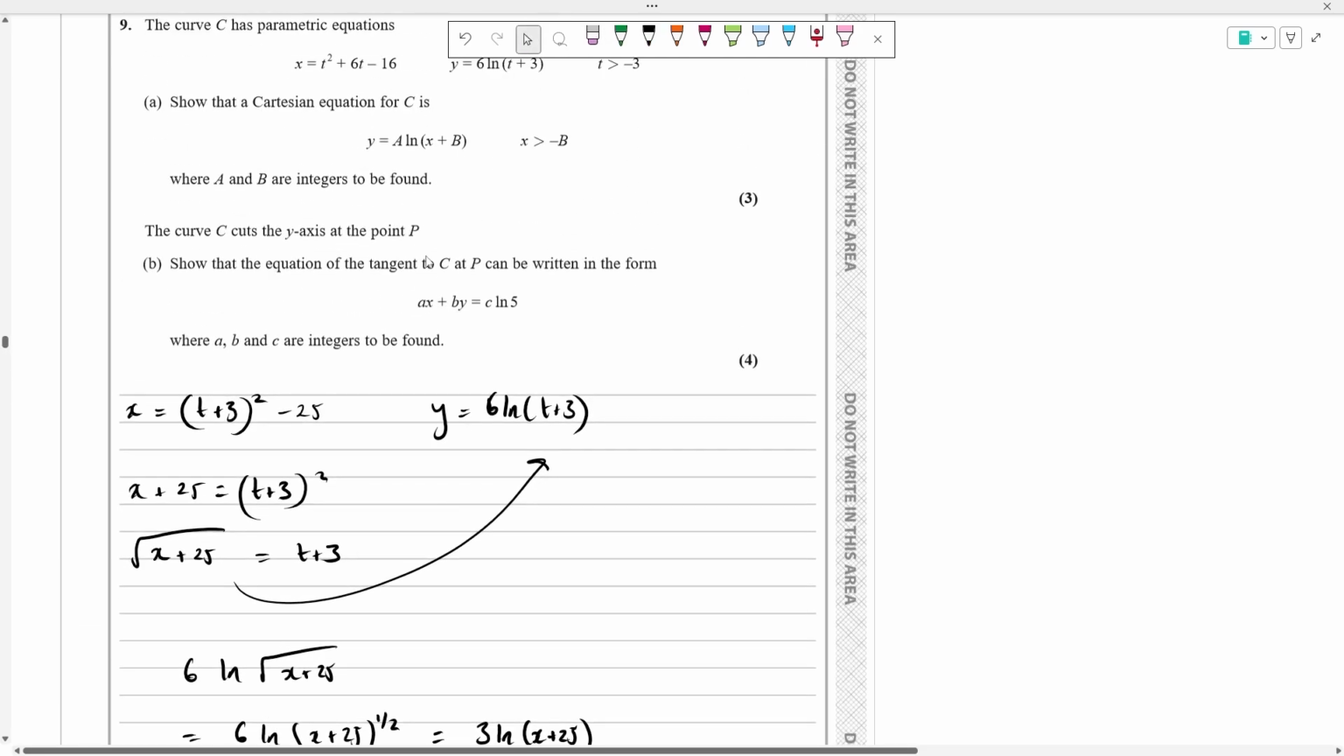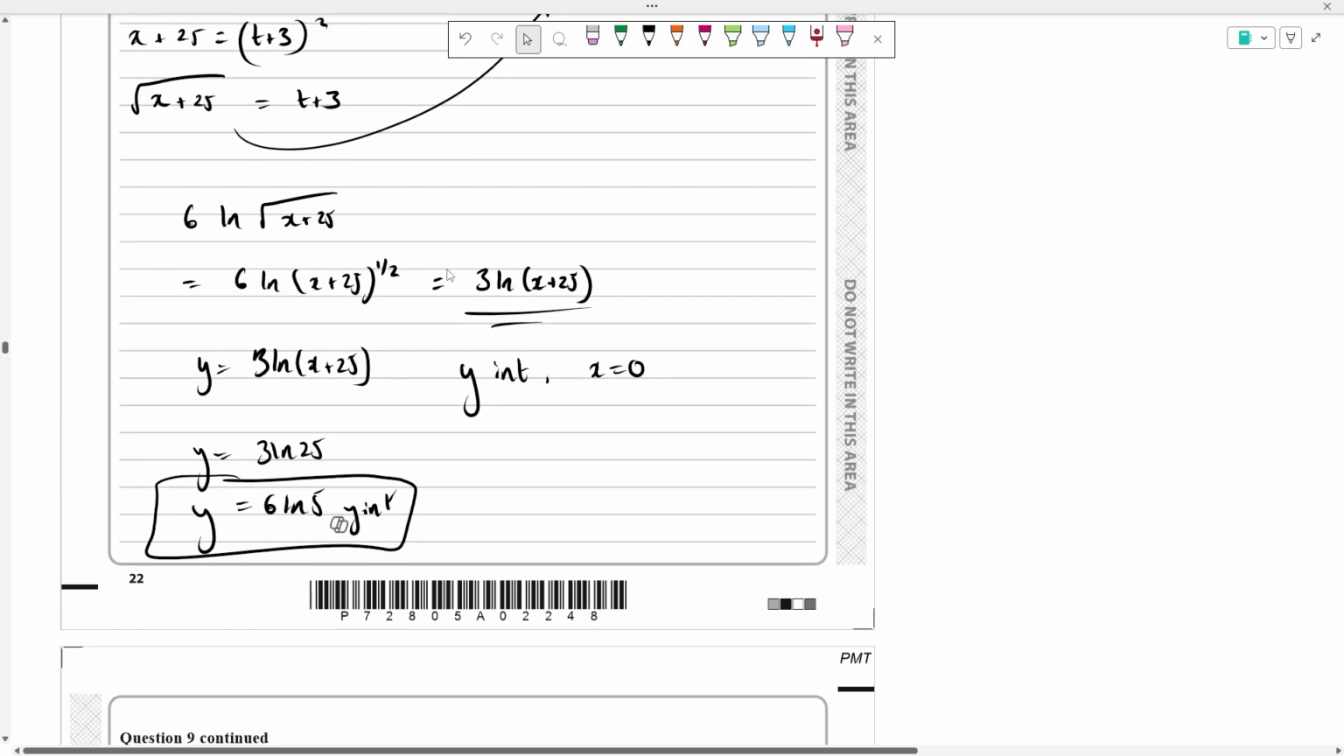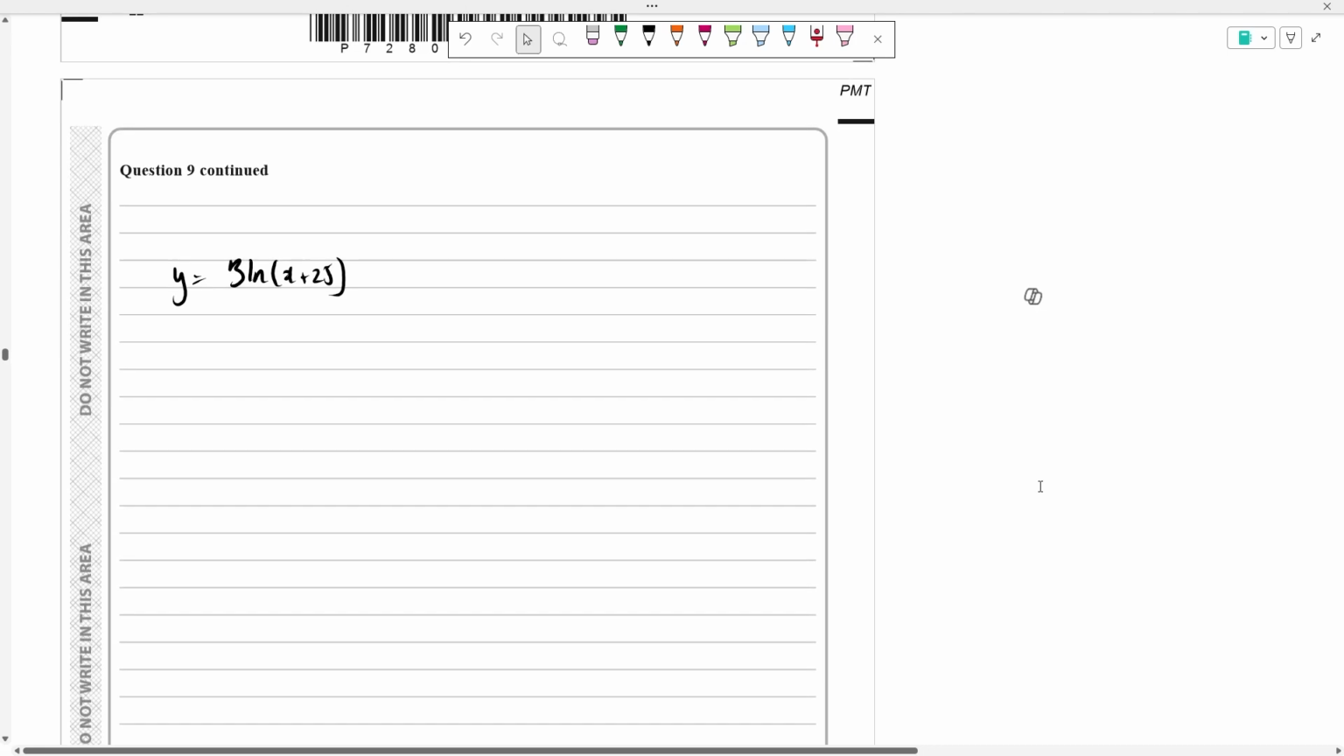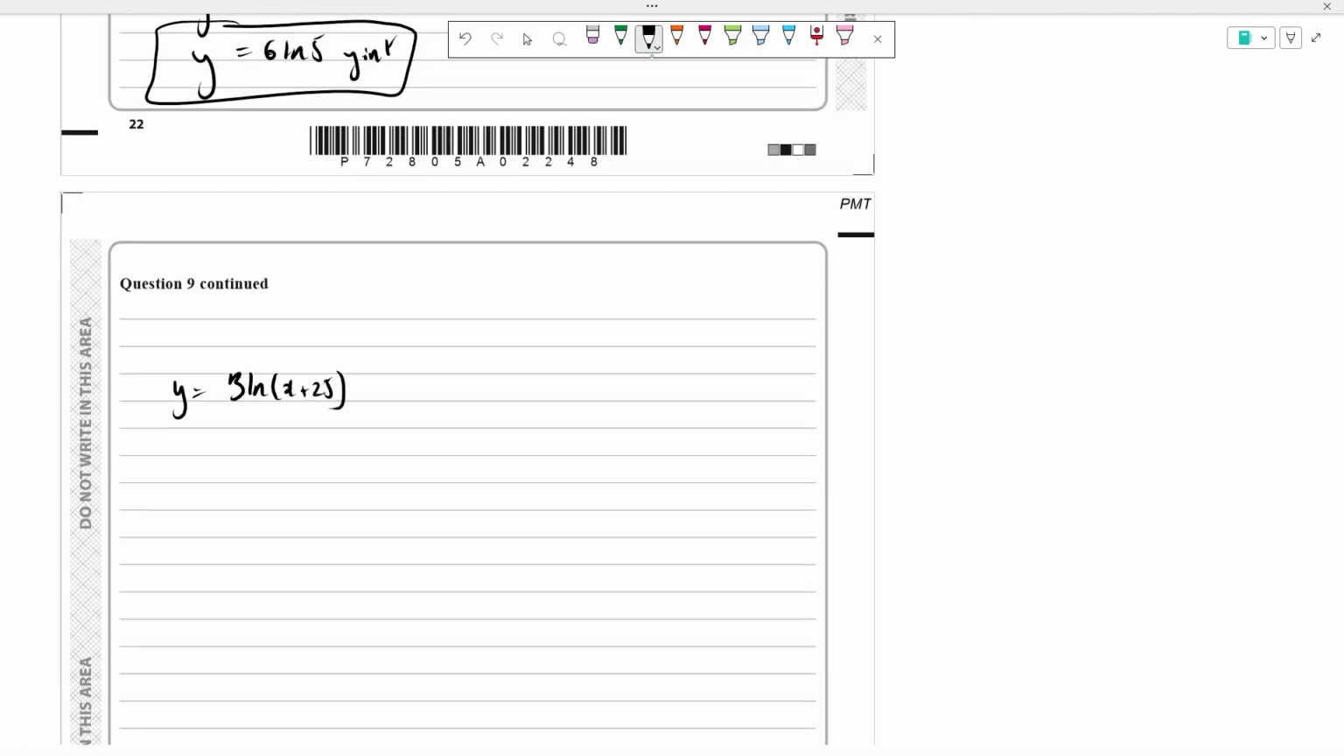Next, we need to work out the tangent to C. Well, we worked out a Cartesian equation: y is equal to 3 ln of x plus 25. Now this is essentially going to be using our rules of differentiating. What is dy by dx? Well, ln of x differentiates to 1 over x, and in this case it's very similar. So this will differentiate to 3 times 1 over x plus 25.